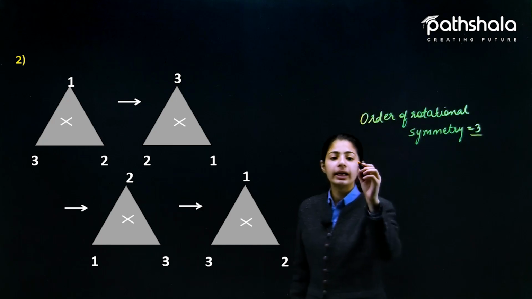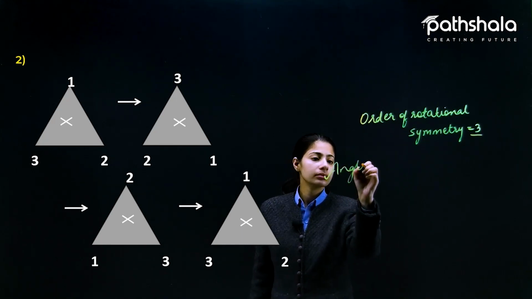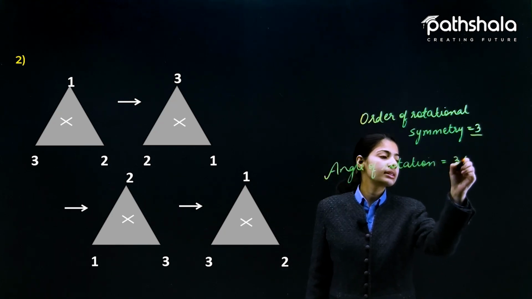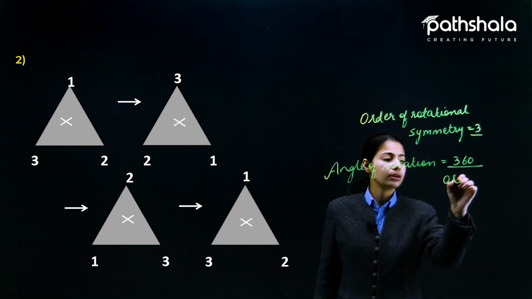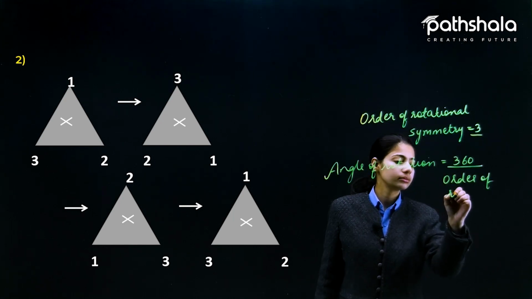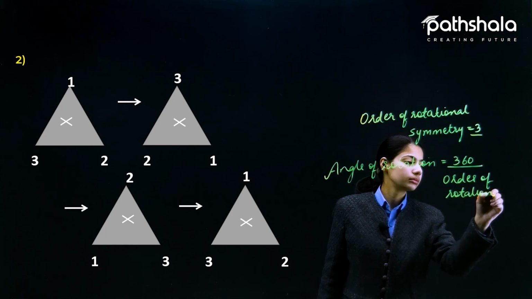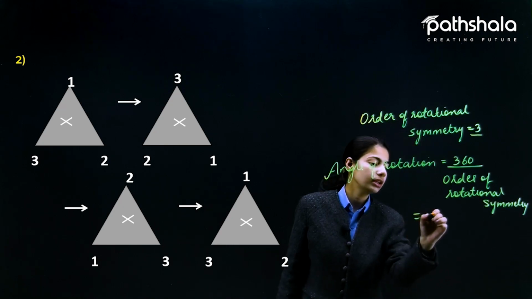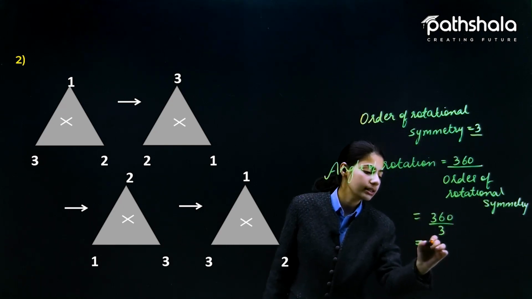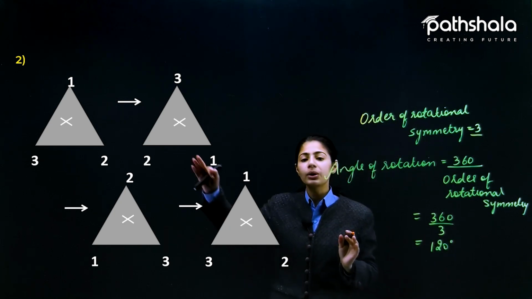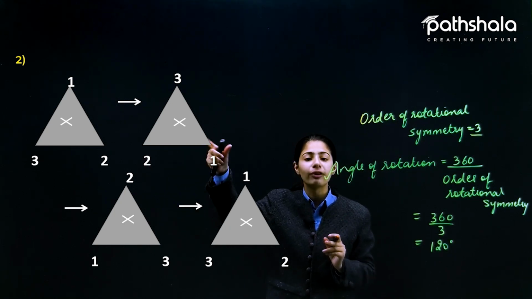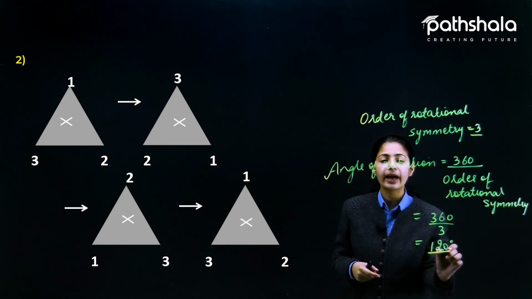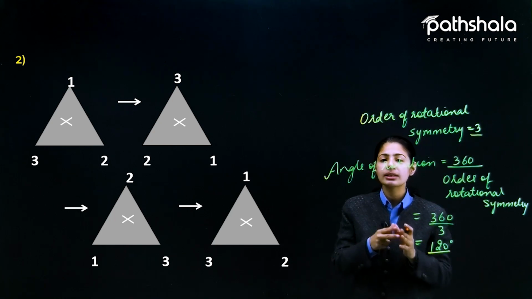So the order is 3 and the angle of rotation is equal to 360 divided by the order of rotational symmetry. So the order of rotational symmetry here is 3. So 360 divided by 3, that is 120 degrees. So we are rotating this first figure through an angle of 120 degrees, again 120 degrees and again 120 degrees. So this is the angle of rotation and the order of symmetry is 3.